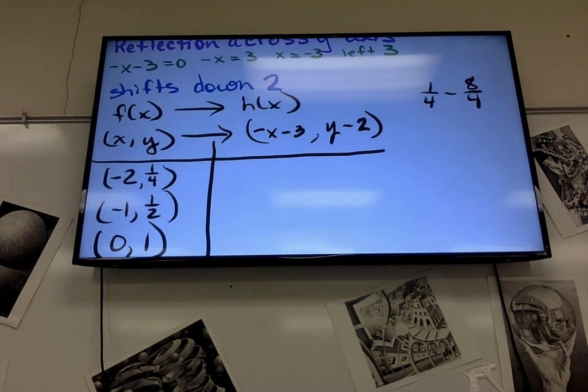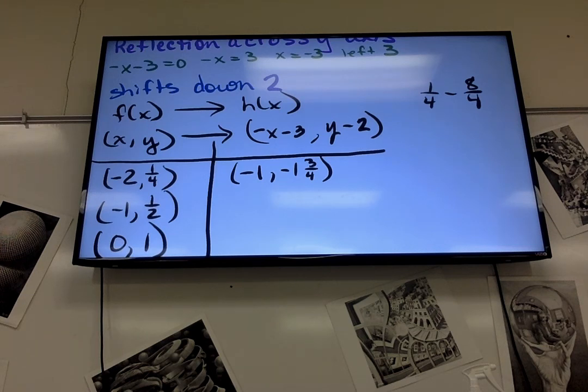Okay, let's try this again. So negative x, so that's 2, minus 3 would be negative 1. And then y minus 2, that's not going to change. That's still negative 1 3/4. So really only your x's are going to change if you filled that in like I asked you to.